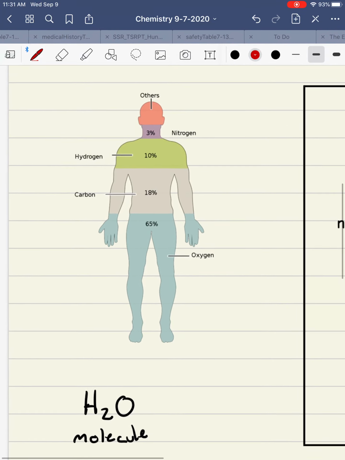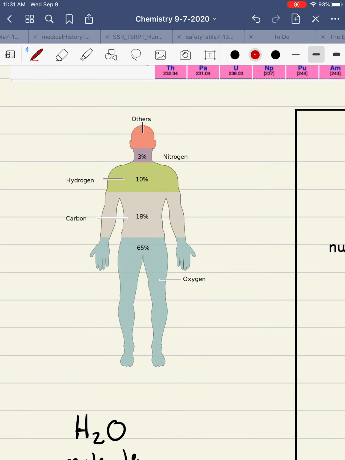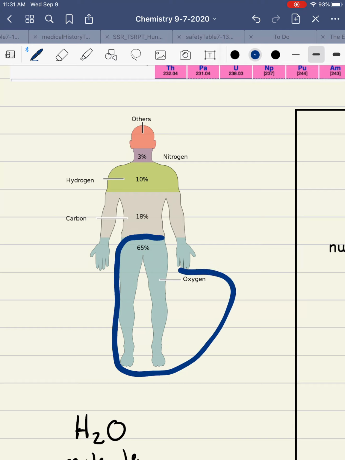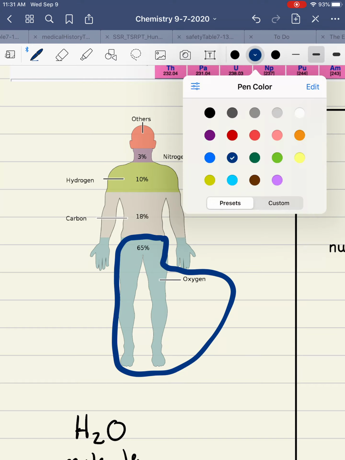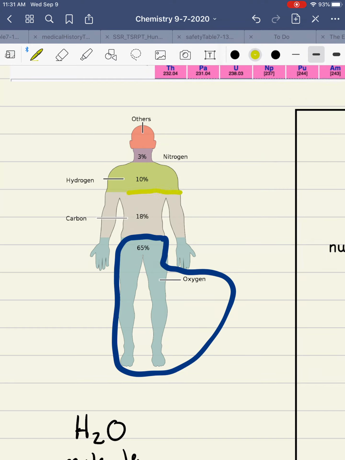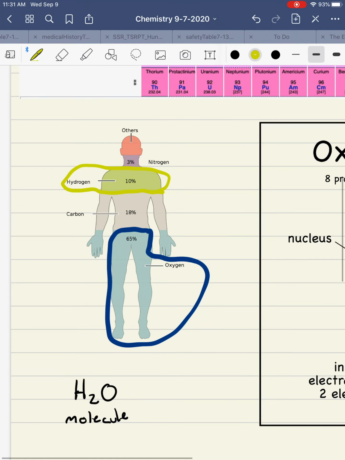Let's look at the human body. The human body we see is composed of mostly water. Water, in other words, is H2O. So it's this component here that's in blue, and this component here, which is in green. So roughly about 70% of our body is water, right?